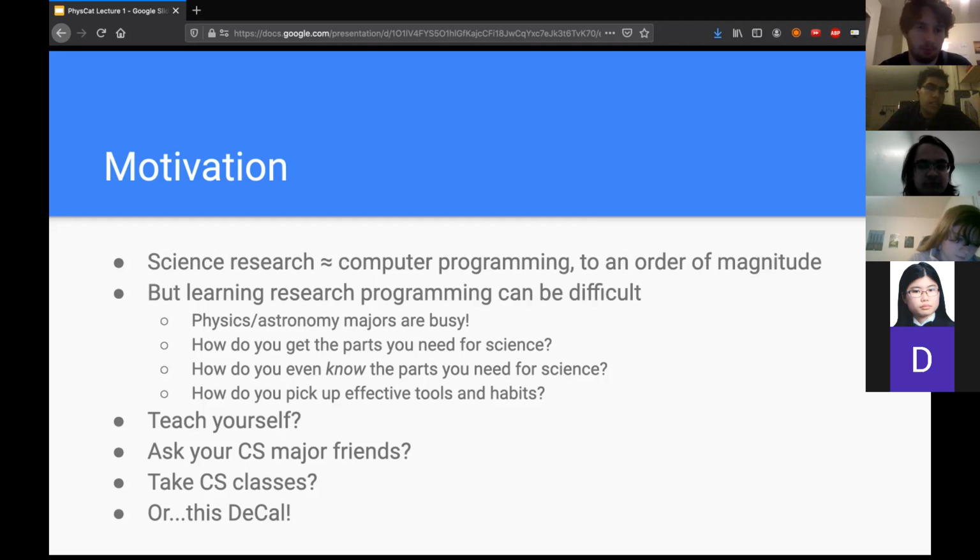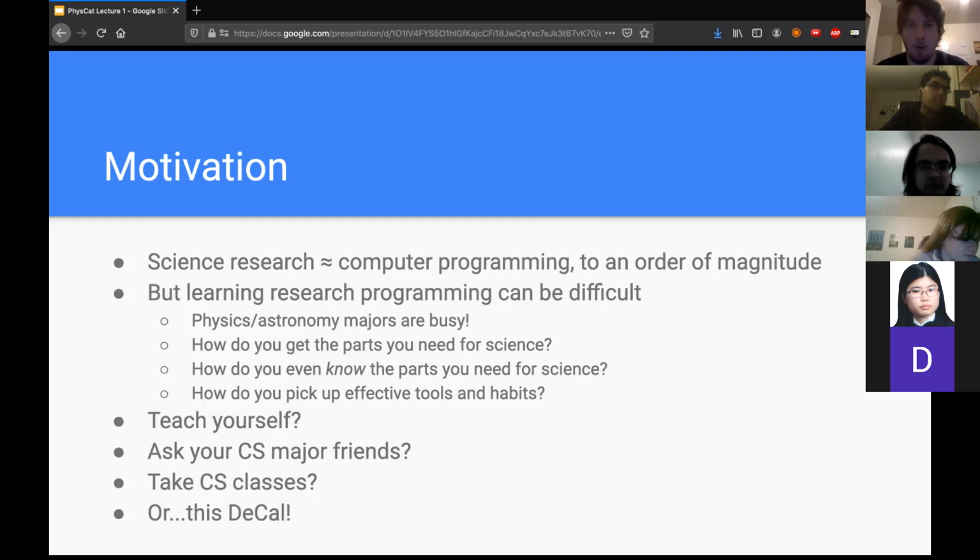Do you just Google, how do I do science with code? Do you endlessly bug your CS major friends? Do you take CS classes? That's just way too much, in my experience and in other people's experience. Imagine trying to balance a full load of physics classes and a CS class as well. Maybe some of you have done that.